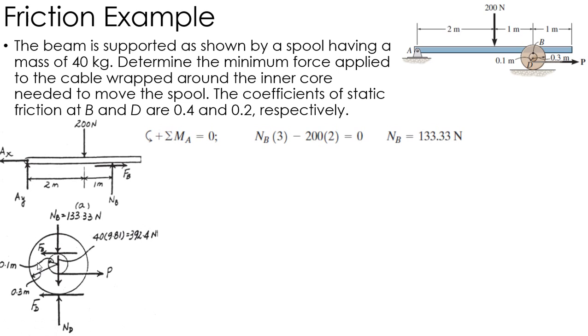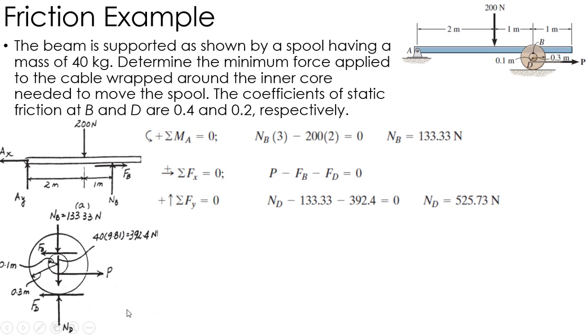So now I'm going to go ahead and write my equilibrium equations. I have the sum of the forces in the x. I have P minus my 2 frictions in the x direction. In the y direction, I have ND and then my normal force and my weight. So I can actually solve for ND now. And again, this is going to be true regardless of what happens with friction. So I know the normal force at D is 525, okay, which is equivalent to the 133 plus the weight of the spool, mg of the spool. Okay, and again, that normal force is true regardless of friction.